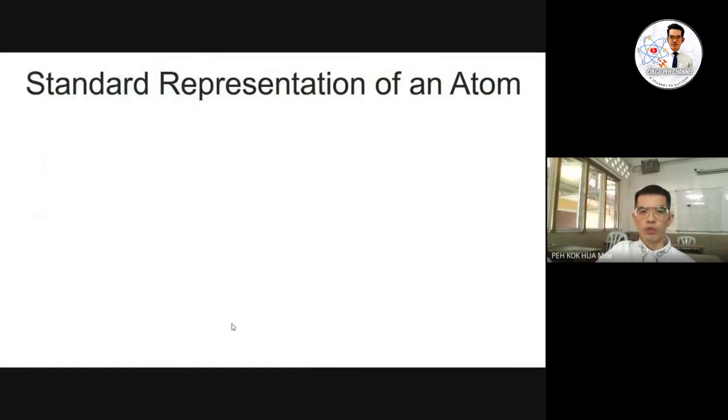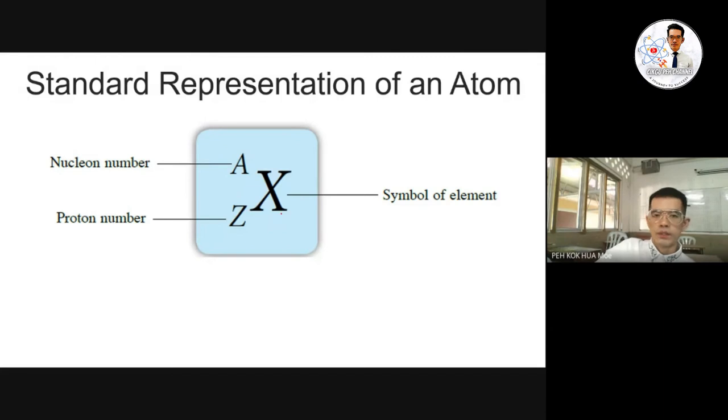So, the standard representation of an atom. This is the symbol for an element, and A represents the nucleon number. There is the proton number showing at the lower part, and Z is represented as the proton number, which has a lower value compared to A.